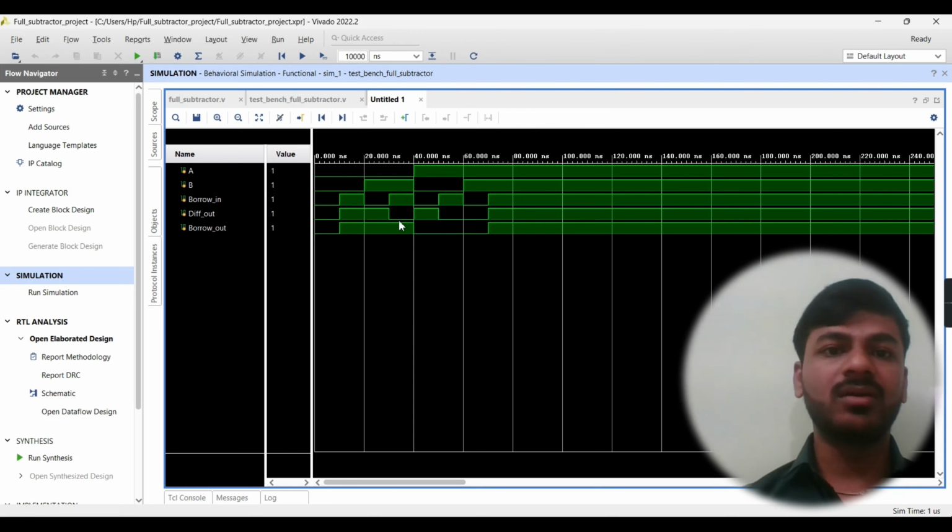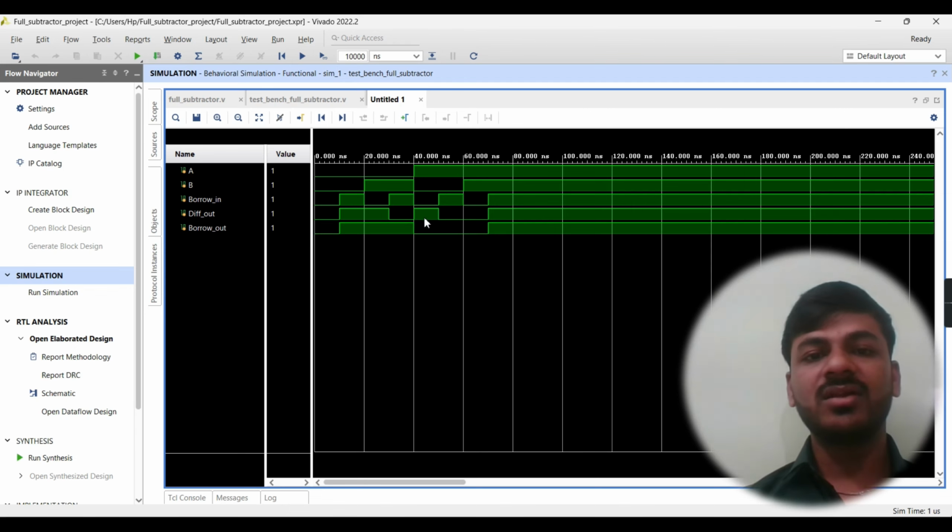Okay, now here my A is high, B is 0 and borrow in is 0. So 1 minus 0 is possible. So difference out is high. 1 minus 0 is 1, difference out is 1. We don't need borrow here, so borrow out is low. Again A is high, B is 0 and borrow in is high. So you can consider 1 minus 0 minus 1. Indirectly 1 minus 1, difference out is 0 as well as borrow out is also 0.